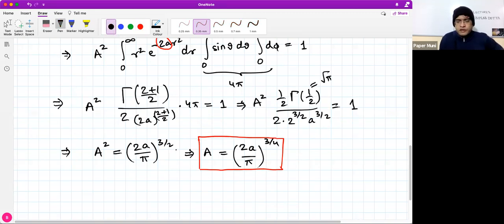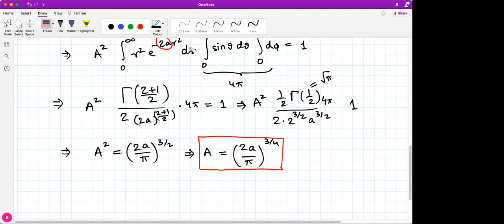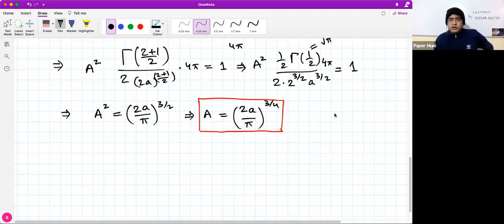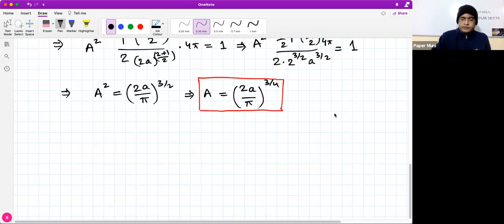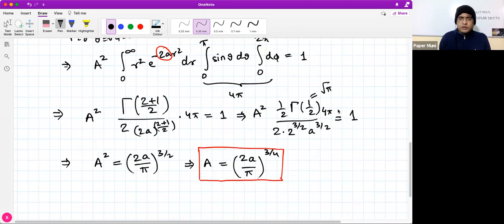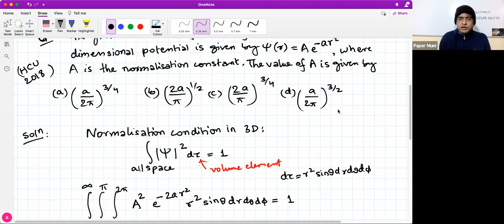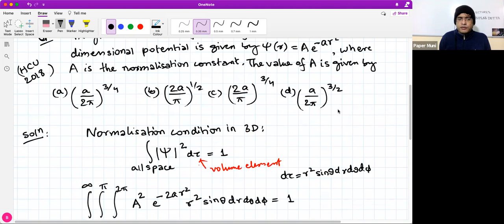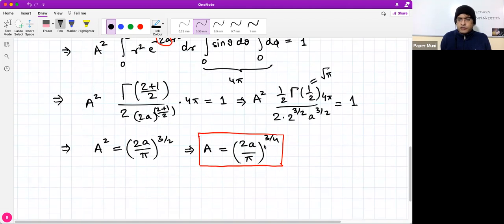So is everybody getting this result? Now there is a 4 pi also here. I forgot to mention this 4 pi here. All right, there's a 4 pi here. Now the option which matches is option C, right? C is correct.